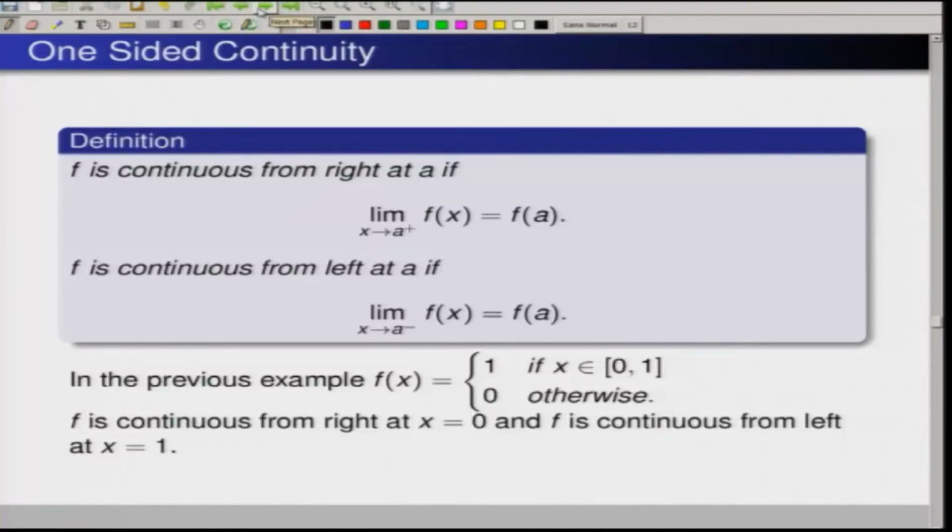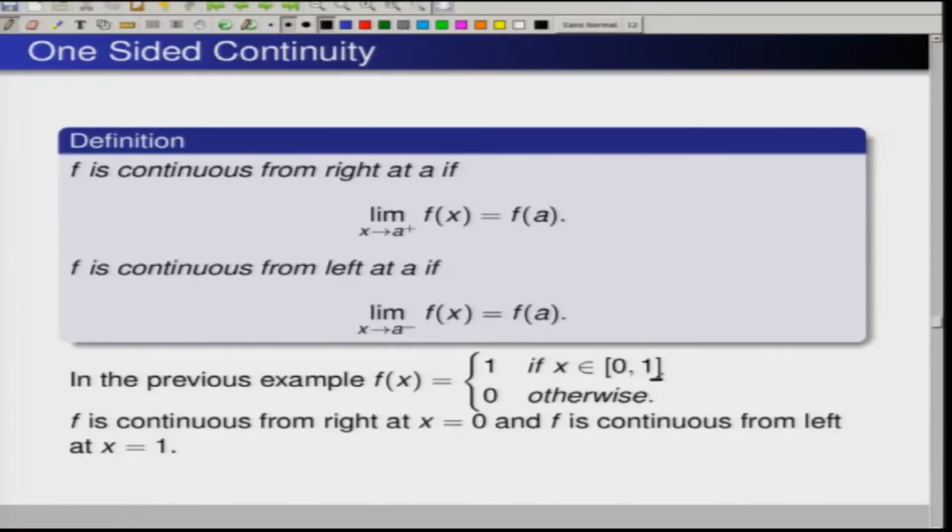Similarly, f is continuous from the left at 1, because from the left you are going to get 1, and that is equal to f of 1, because f is 1 on the closed interval [0, 1]. So, this f is not continuous at 1 or at 0, but it is continuous from the right at 0 and continuous from the left at 1.